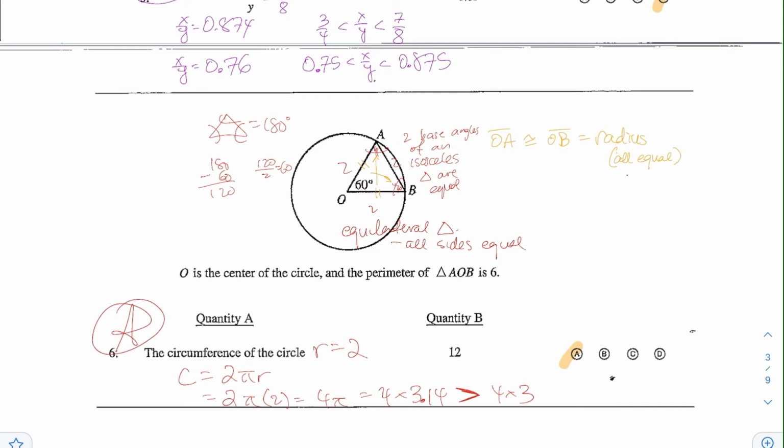So we had to use a couple of facts here. A triangle adds up to 180, and the radii of a circle are all equal. The two base angles are the opposite angles of the two equal sides. They're always equal, and an equilateral triangle has all sides equal as well. So once you solve for this, you can then substitute in. Once you get the radius, you can substitute into the circumference and compare the results.